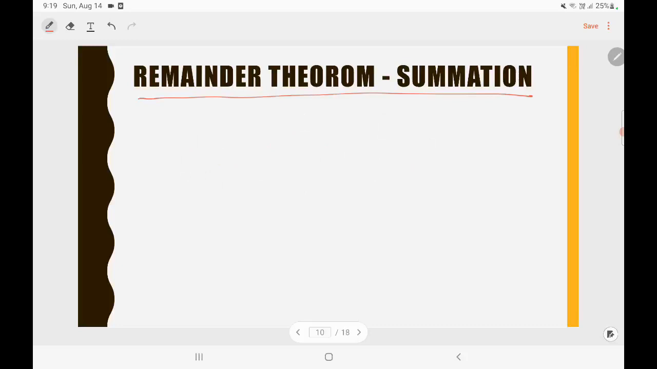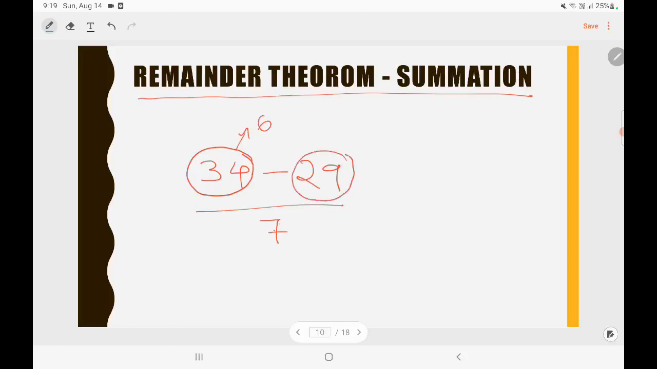Okay, similarly, this is the same thing in subtraction as well. For example, you have been asked what is the remainder when 34 minus 29 is divided by 7. Now you need to find out what is the remainder when 34 is divided by 7. It will be 6, because 28 is divisible by 7, so 34 minus 28 is 6. Now when 29 is divided by 7, the remainder is 1. So the remainder when this operation is done, 6 minus 1, is equal to 5.